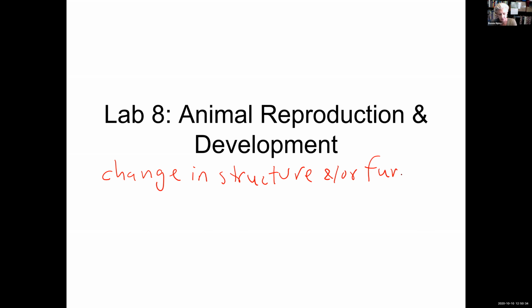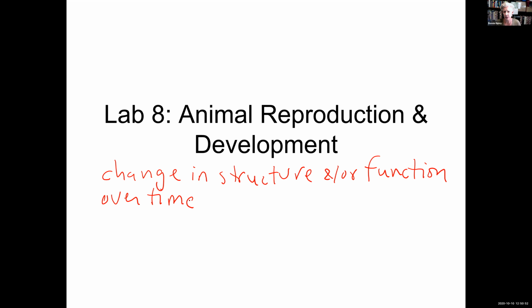So first we want to have a really good definition of development. And so that's going to be a change in structure and/or function over time. And specifically in the context of this lab, we're talking about development happening between egg or zygote and adult.